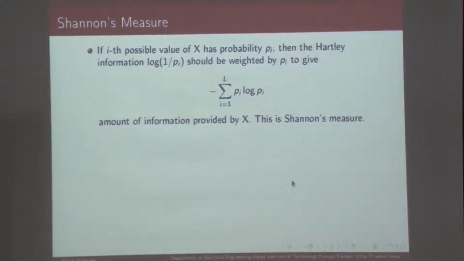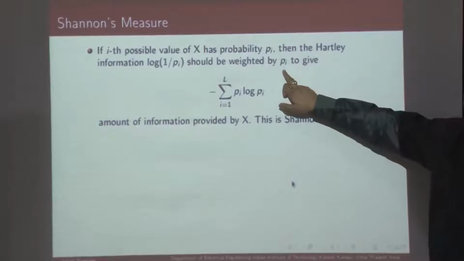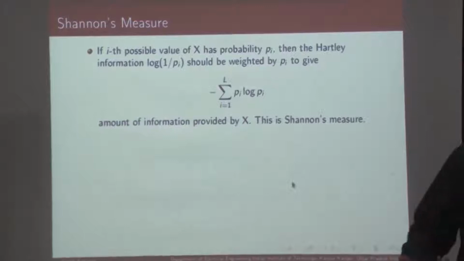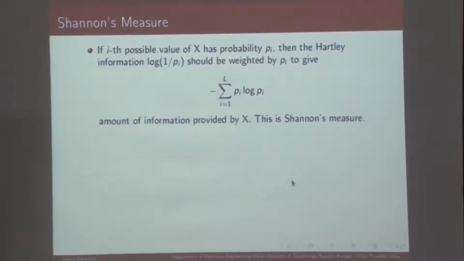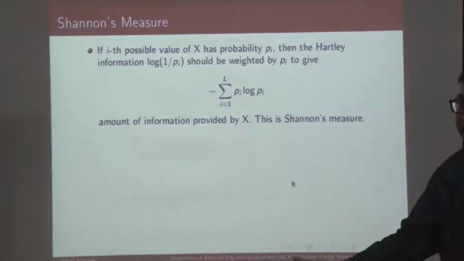So this fact was not captured by Hartley's measure of information. He did not take into account with what probability those events are happening. So not only the number of possible values of x, but we also need to consider with what probability those events are happening, right?